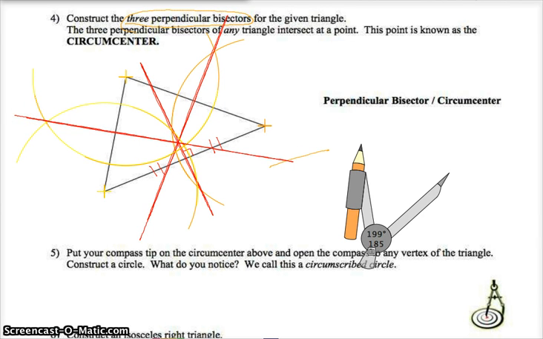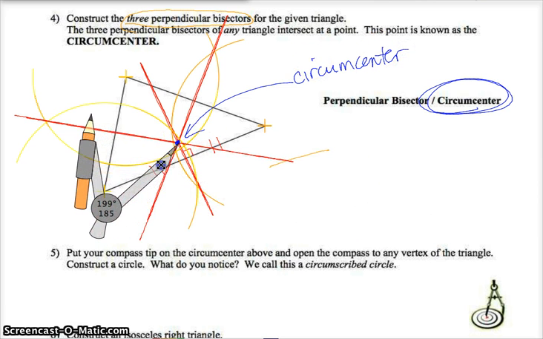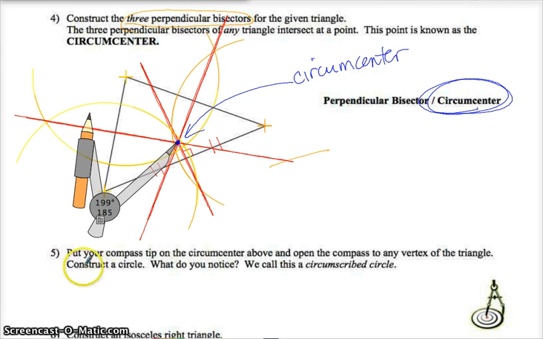So notice all 3 of these perpendicular bisectors intersect at one point. That point is called the circumcenter. Now, what is the significance of a circumcenter? Well, if you put your compass on the circumcenter, so right here we're looking at number 5, put your compass tip on the circumcenter and open the compass to any vertex of the triangle.